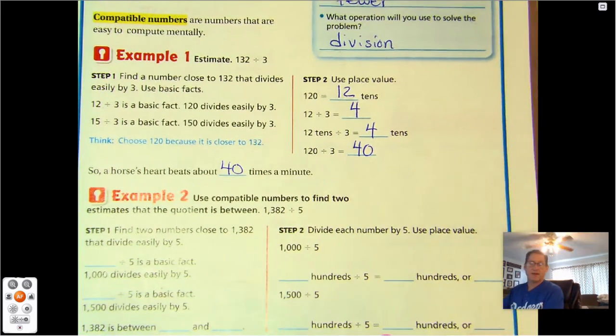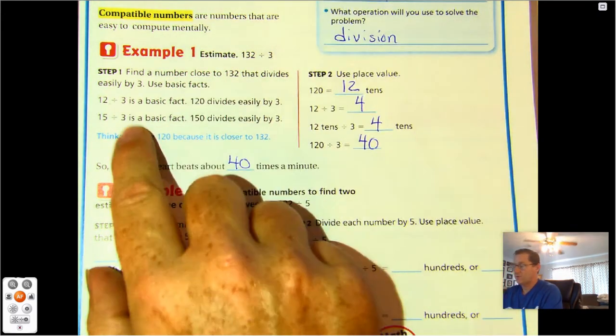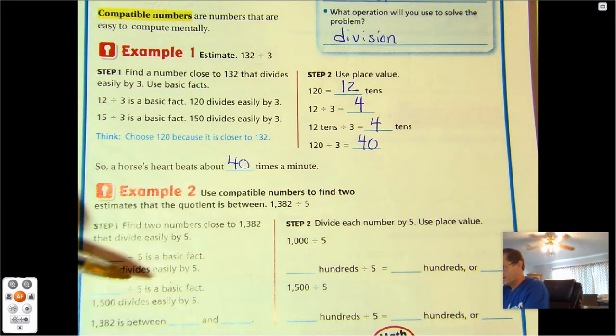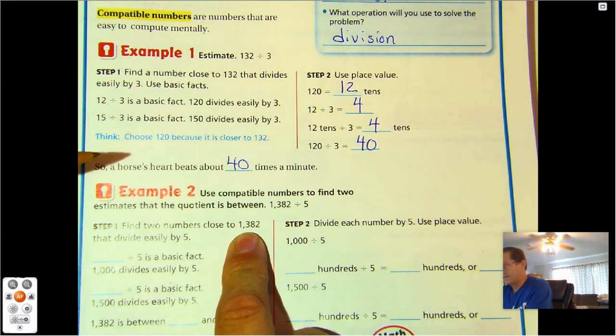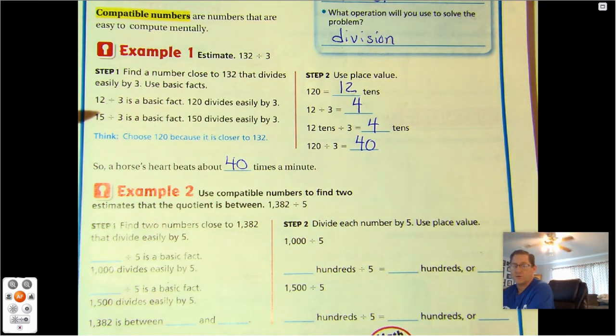Now, use compatible numbers to find estimates that the quotient is between. In the first one we knew 120 was close to 132. But in this next one, we just want to know the quotient is between this number and this number. So we're actually going to have two numbers. We're going to find two numbers that are close to 1,382 that can be easily divided by 5. When you skip count by 5s, 5, 10, 15, 20, and so on, which of those multiples of 5 are close to 13?